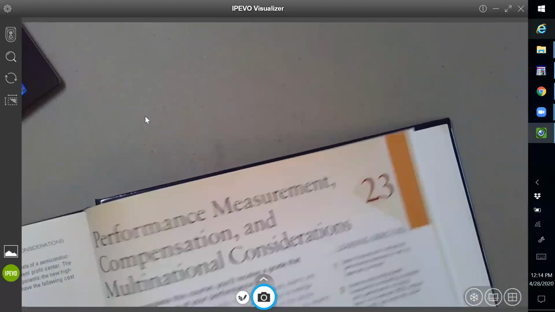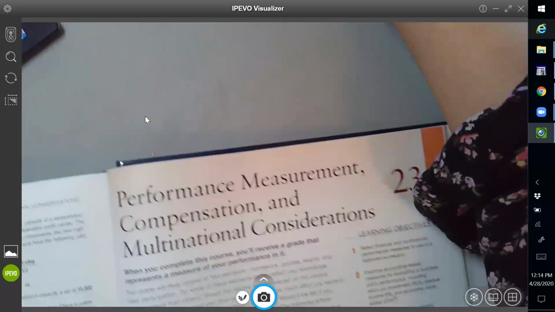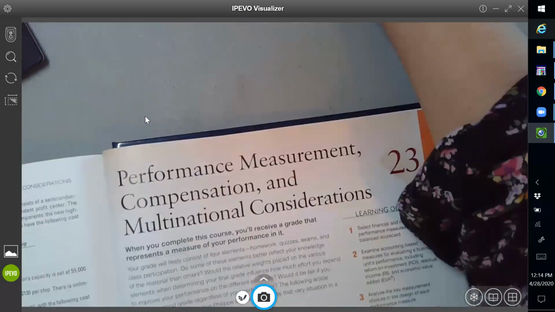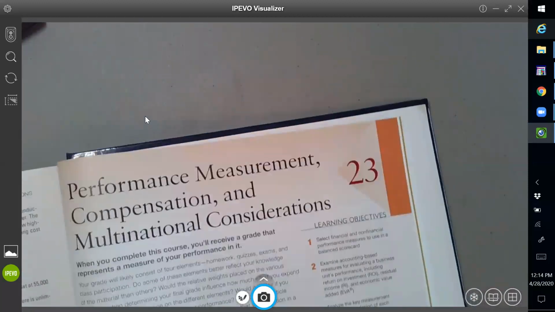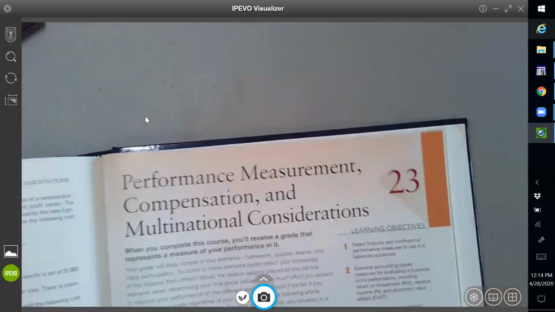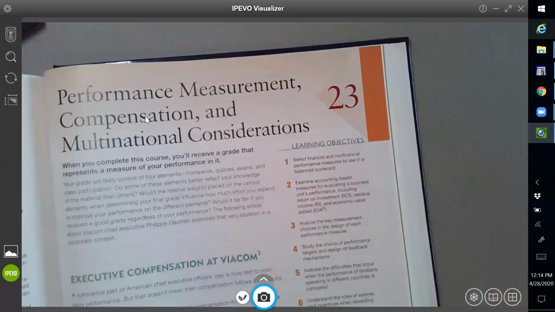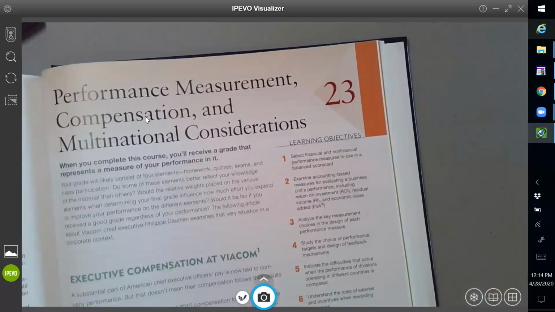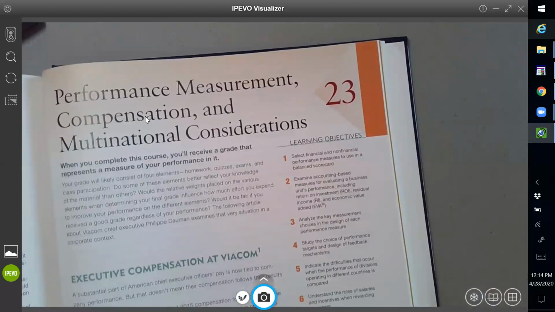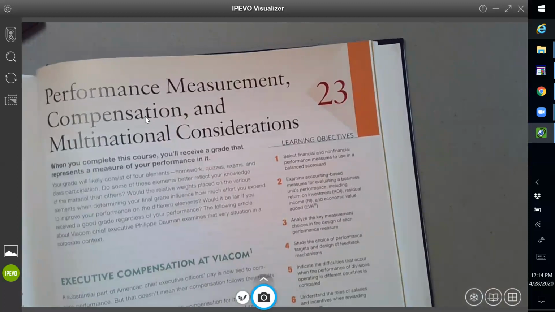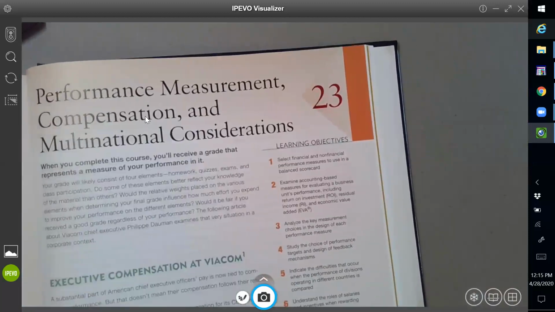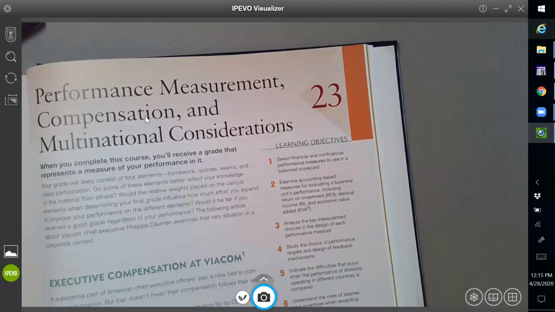Chapter 23, I personally actually like this chapter. It's talking about performance measures. What does this mean? Everybody, as the manager or CEO, you want to evaluate the employees' performance, right? Whether they're doing better, they're doing good, or whatever. So how do we evaluate them? Think about the situation like you are the student, you will be evaluated. I'm a professor, I will be evaluated.